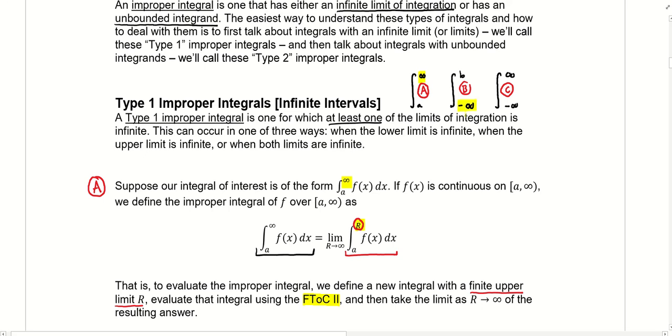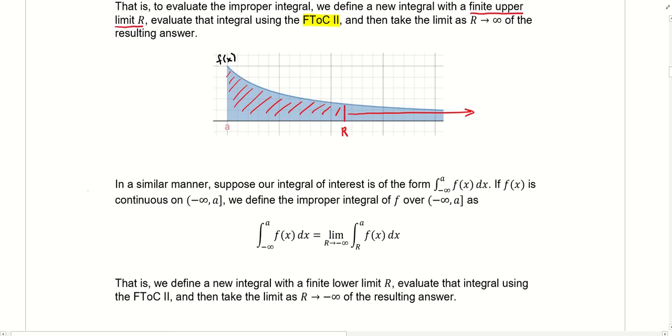What happens if we're integrating from negative infinity to a constant? It's the same idea. So here's version B. In a similar manner, suppose now we're integrating f of x from negative infinity to a. So now the infinite limit of integration is the lower one.